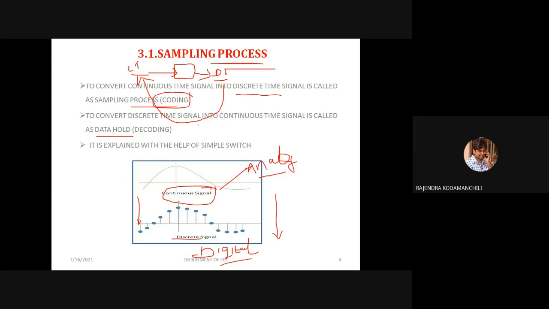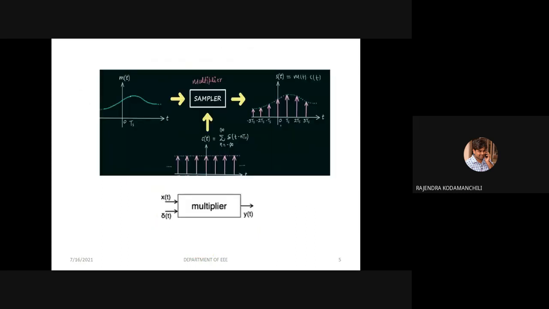How to convert a continuous-time signal to a discrete signal? Here, try to understand. This is called a continuous-time signal. We represent it as x of t or m of t, whatever alphabet we use. To convert it, we get x of n. From this position to this position, the available signal is continuous. Now, how to convert the continuous-time signal to a discrete-time signal? With the help of a simple switch. Here, sampling process means it is a simple switch.